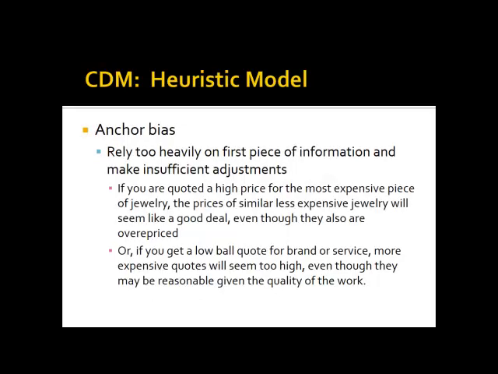Another common cognitive bias is the anchor bias, which just means we rely too heavily on initial information. And then as we make adjustments, we do it from that original piece of information, and those adjustments are often insufficient. For example, a sales clerk in a jewelry store, when you're shopping for a necklace, might start off by showing you the most expensive necklace in the store. Let's say it's $5,000. Then they'll move to less expensive necklaces. And the next one might be $4,000.